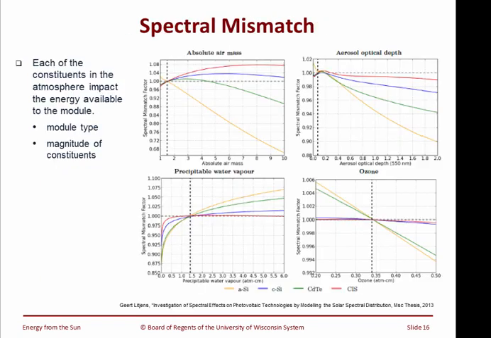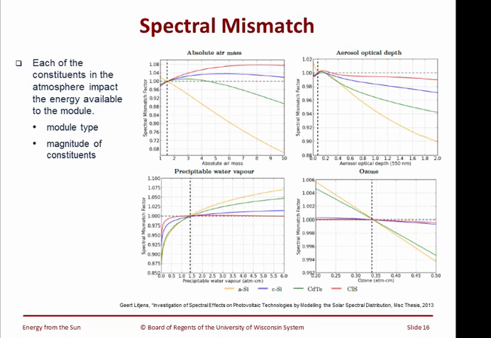One of the advanced topics I'd like to cover is something called spectral mismatch. Each of the constituents of the atmosphere impacts the energy available to the module. So, for example, the absolute air mass is shown in the upper left-hand graph, and the spectral mismatch factor for a number of different PV technologies is shown. And you can see that not all technologies respond to air mass in the same way.